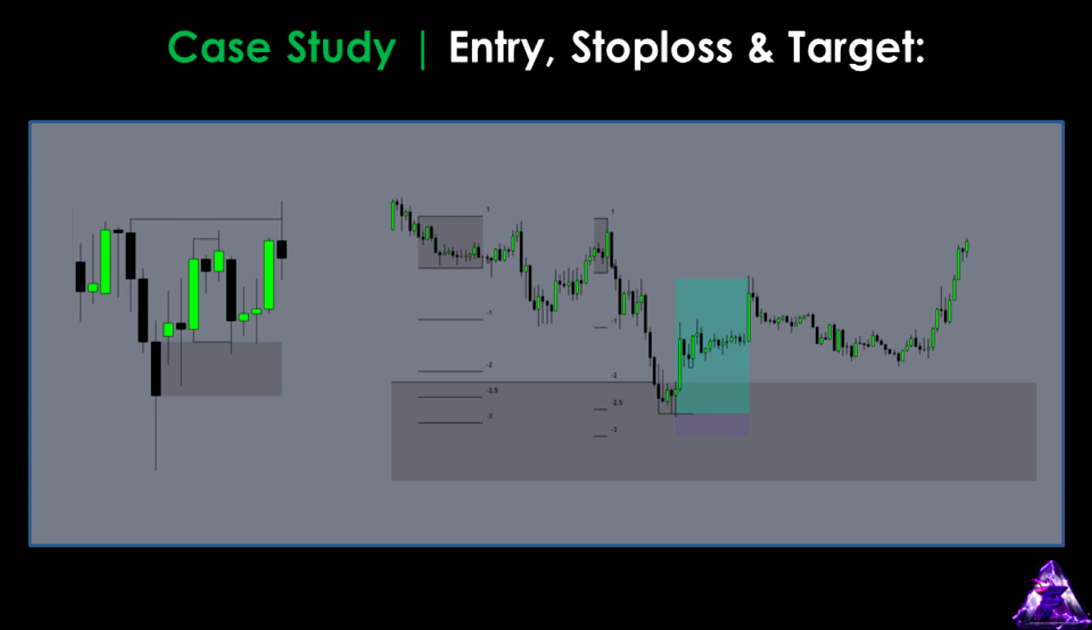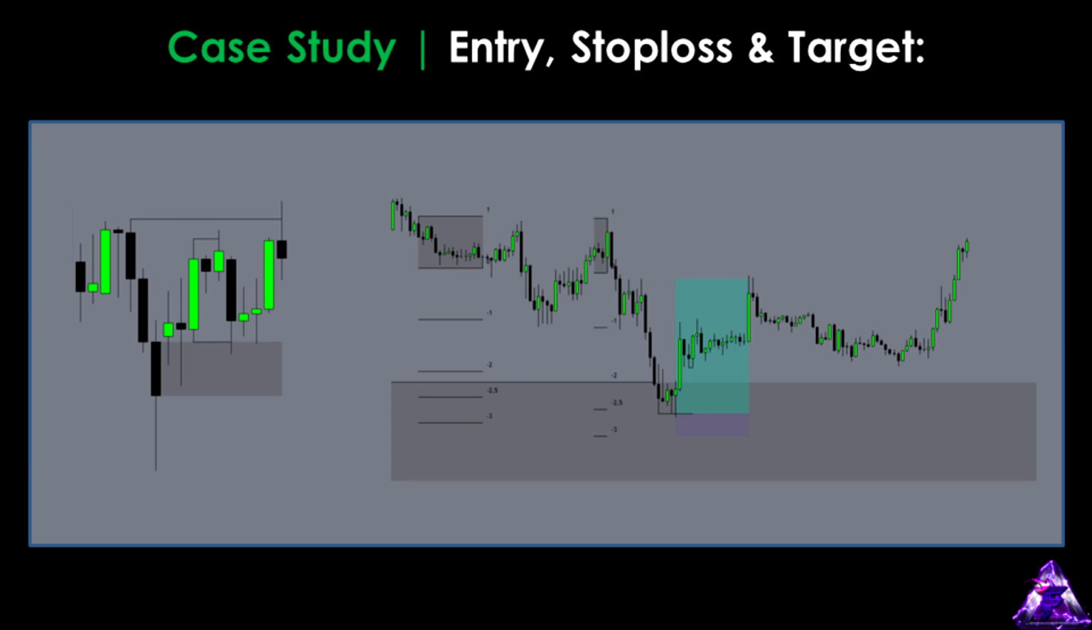Here, you can see that the entry was executed immediately after the turtle soup confirmation. There was no need for further refinement because the setup had already aligned with the relevant standard deviation levels from beforehand. The only step left was to place the stop loss, which was positioned at the 3 standard deviation level of the manipulation leg for added security.